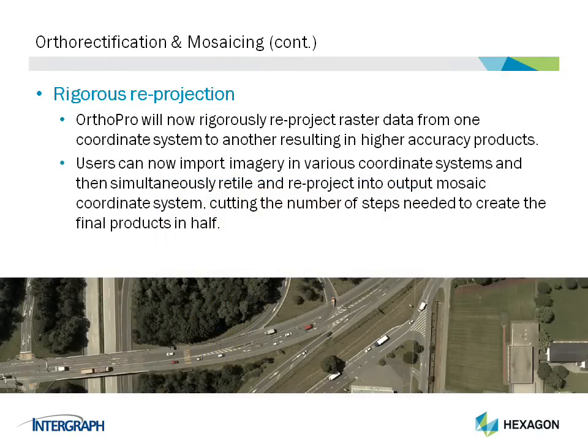Rather than simply performing an affine transformation to the imagery when projecting from one coordinate system to another, OrthoPro now performs a rigorous reprojection of the raster data. This change cuts in half the number of steps that are needed to create final products and also eliminates the lines that sometimes appeared when reprojecting but matched mosaic tiles.